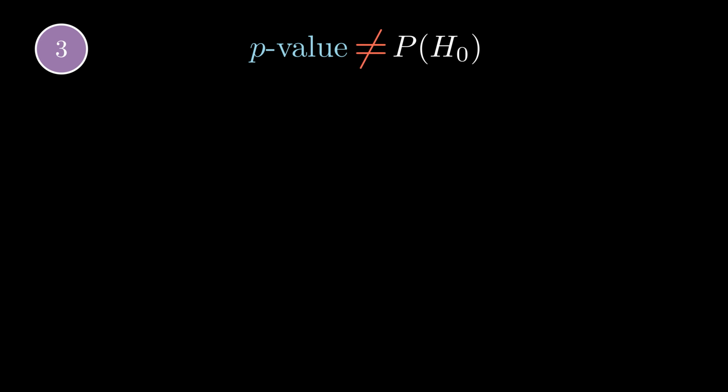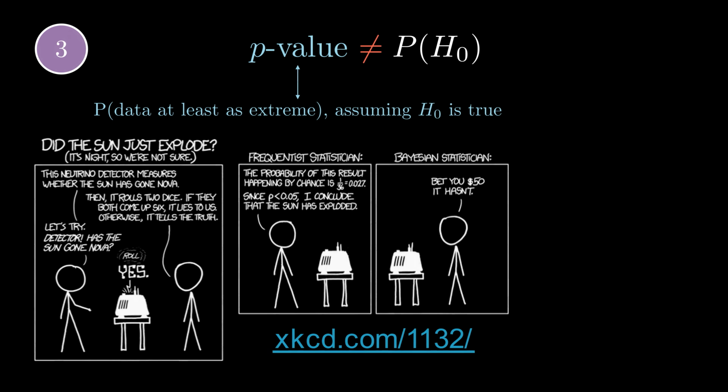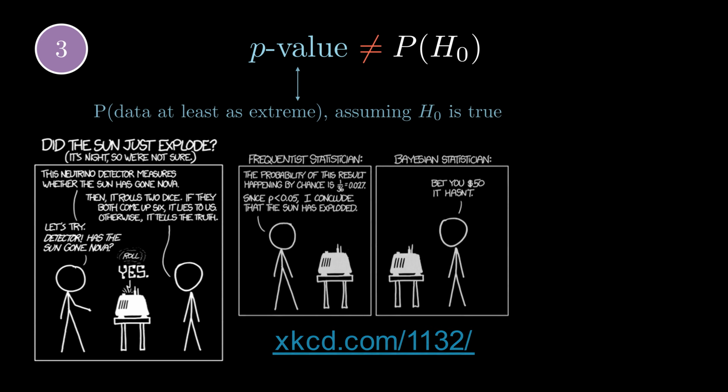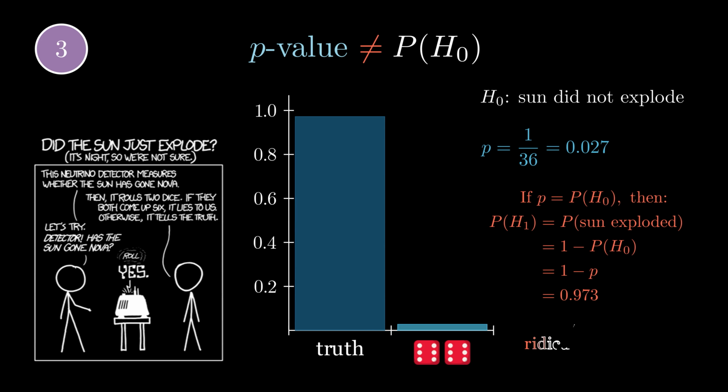These are two distinct probabilities. Remember that the p-value is the probability of getting data at least as extreme as the data you observe, assuming the null hypothesis is true. I think the simplest way I can convince you that this is different is to show you the relevant XKCD comic. Take a second to pause and read it. Here, the researchers correctly calculate a p-value of 0.027, but it would obviously be ridiculous to conclude that there's a 97.3% chance the sun exploded. What we failed to consider is the prior probability of the null hypothesis being false. That is, how absurdly unlikely we think the sun is to explode before we look at the data.